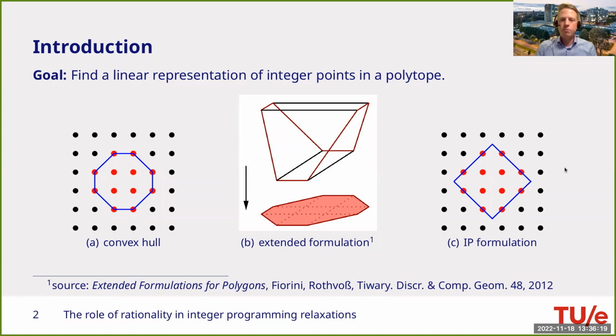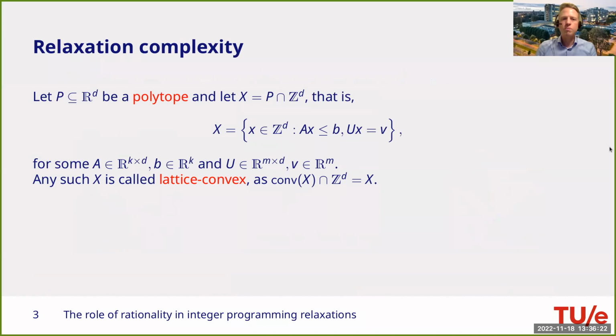Let's make this maybe a little bit more precise. So in the following, we assume that the set of integer points that we want to describe, capital X, is the set of integer points that live inside a polytope P. And the main reason for this is that only for such a set of points we can usually guarantee the existence of integer programming formulations, because any such set X is lattice convex, which means in the following that if we compute the convex hull of X and intersect it with the integer lattice, then we can recover our original set X. That is, by building the convex hull, we cannot find new integer points.